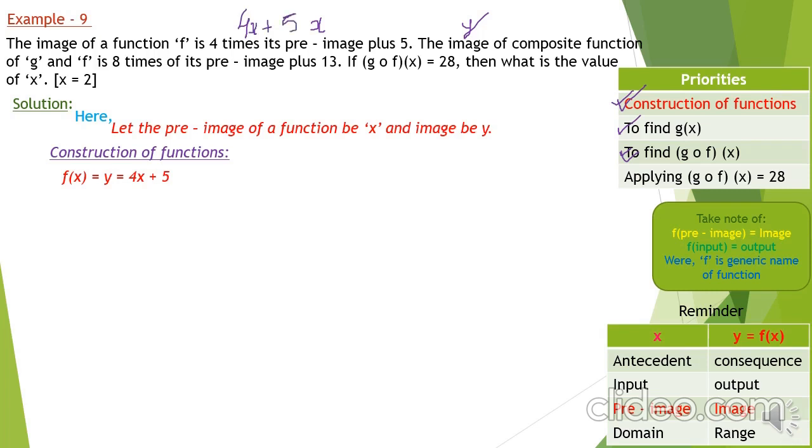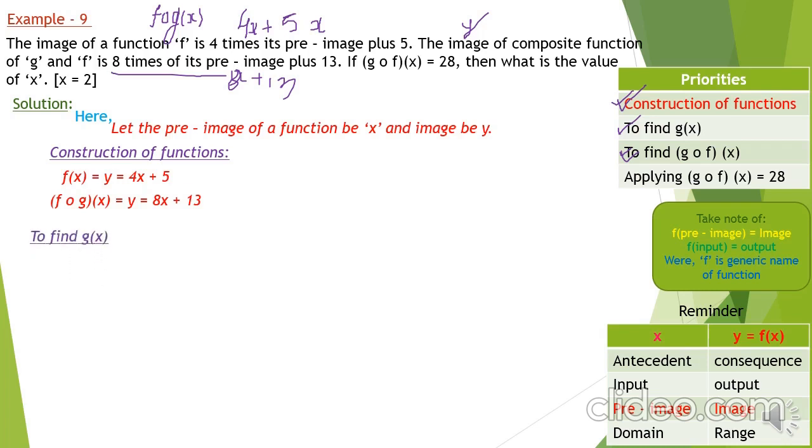The image of the composition of f and g, that is f of g. Composition of g and f means f o g. Now our function is f o g. Our input is x, and y is equal to 8 times the pre-image plus 3. Pre-image plus 3, isn't it? 8x plus 13, not 3, 13. The composition of g and f is f o g, and f and g is g o f.